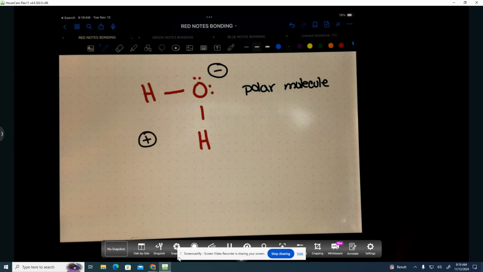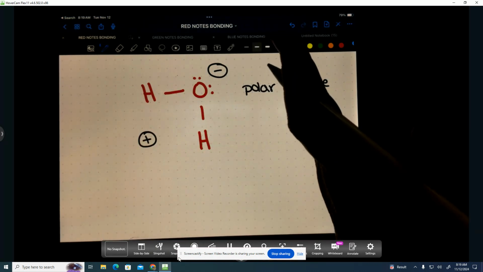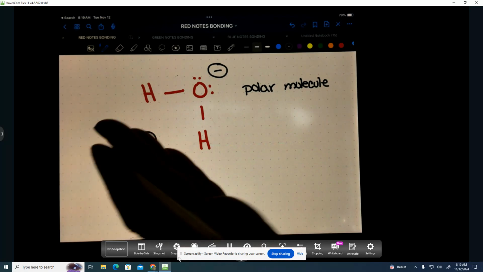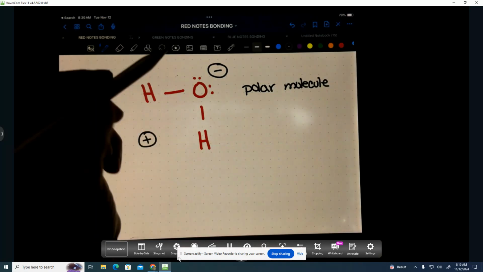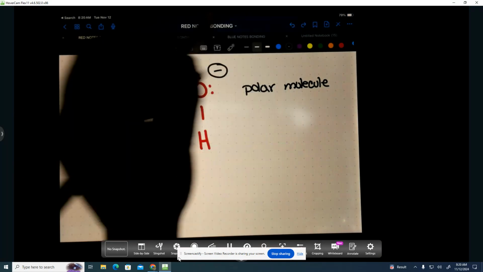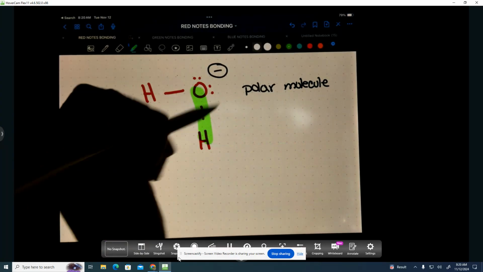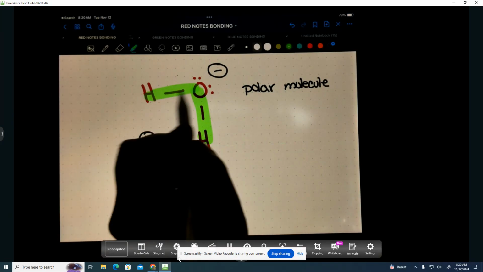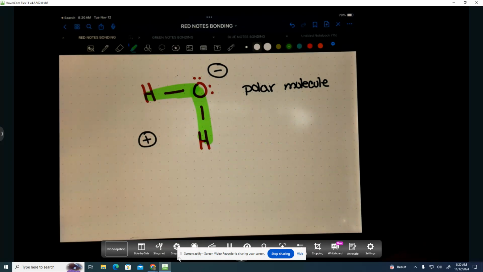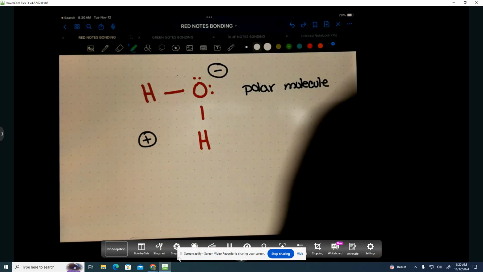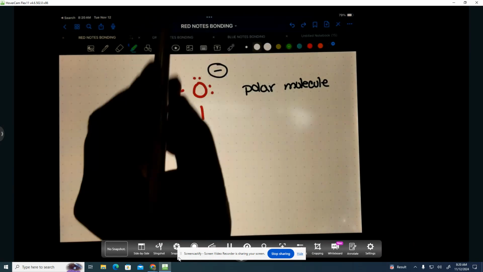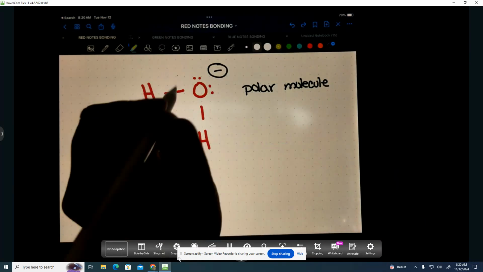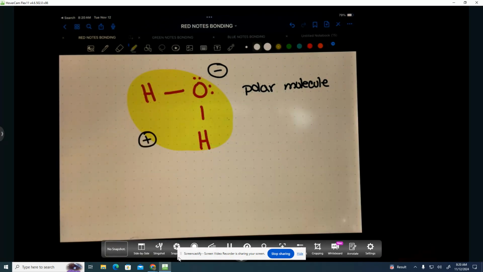Polar molecules have an asymmetric distribution of charge. They have one side that is slightly negative, and one side that is slightly positive. The bonds are also polar. This is a polar covalent bond, and this is a polar covalent bond. But notice that I'm using different words. Polar bond, polar bond, polar molecule. See the difference? The molecule is the whole thing. The bond is just between two atoms.